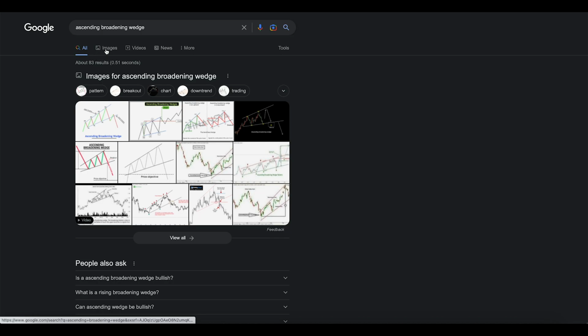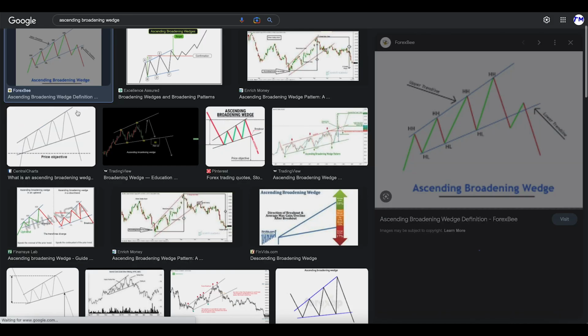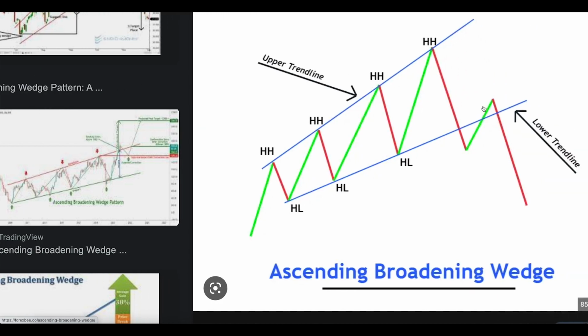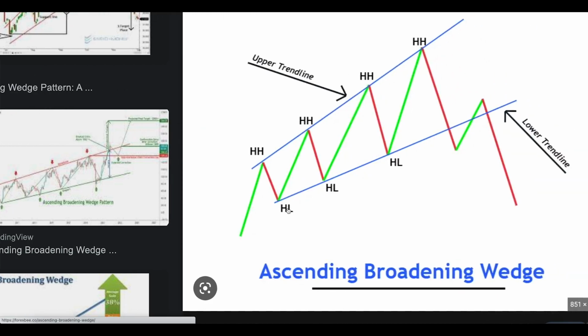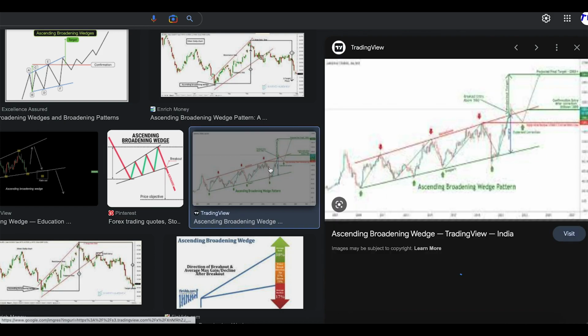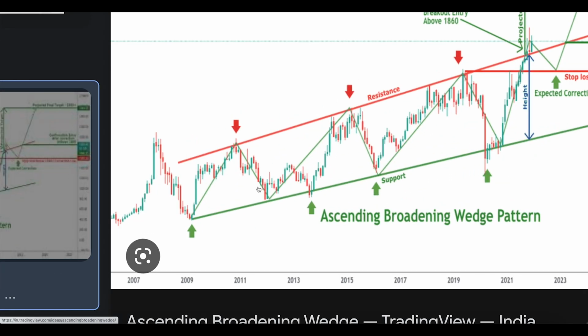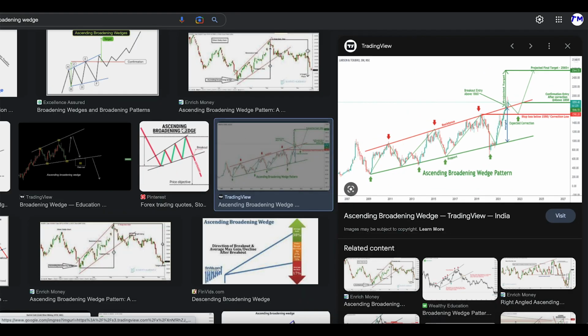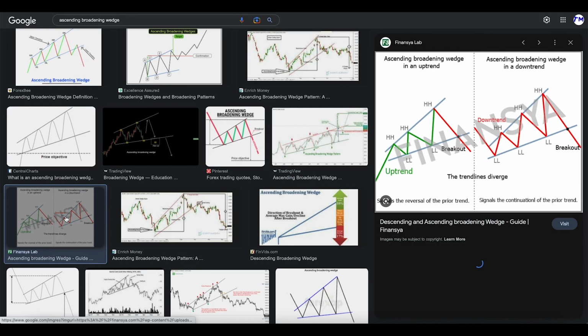You're going to see on the images, the first image for reference is this one. You have higher highs, higher lows, higher highs, higher lows. You have an upper trend line and a lower trend line, and a break to the downside, a retest to the upside. The prices look pretty much something like this, and that's called an ascending broadening wedge.